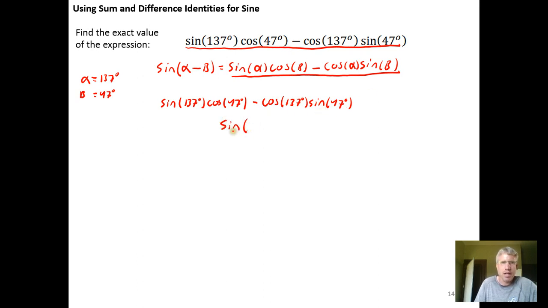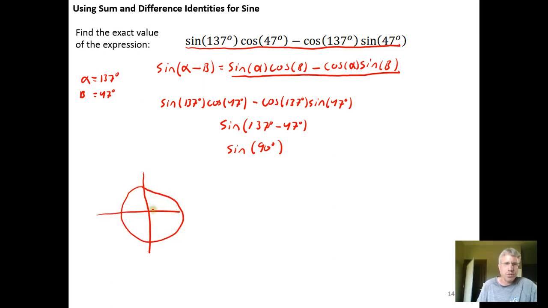We can do the sine of 137 degrees minus 47 degrees, and this difference simplifies to 90 degrees. And then we just need to remember where that is on the unit circle. So I draw in my horrible looking unit circle, and I recognize that 90 degrees puts me in the top position where the ordered pair is x is 0, y is 1. And I recognize that on the unit circle, the y coordinate is the sine value. So sine of 90 degrees simplifies to 1.